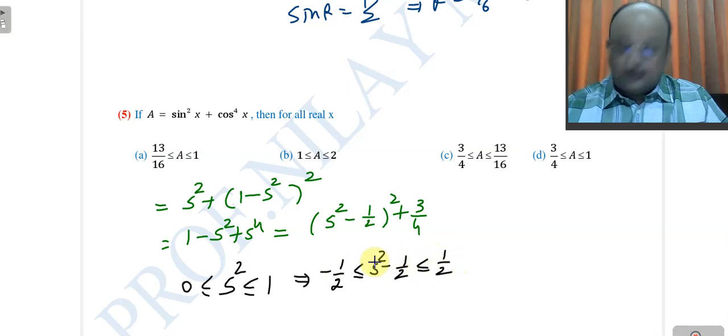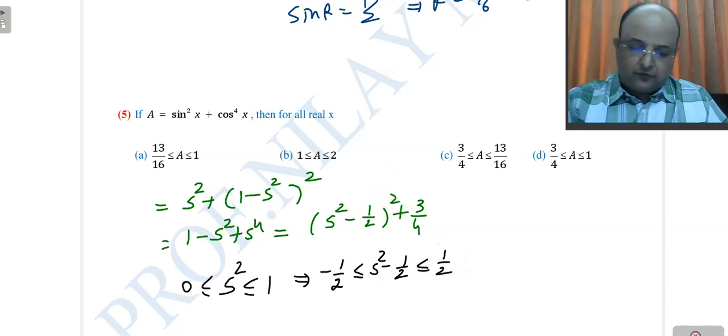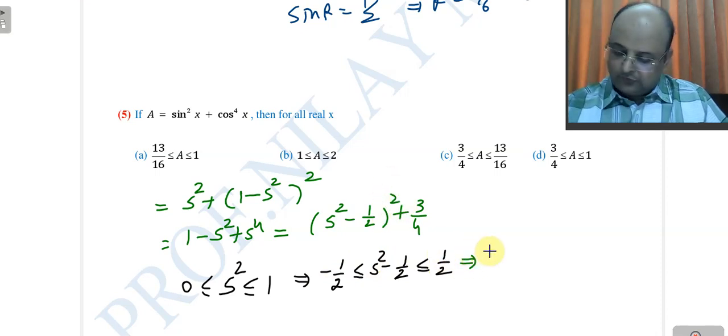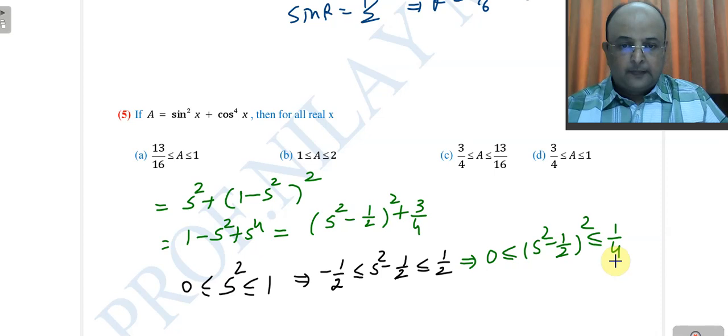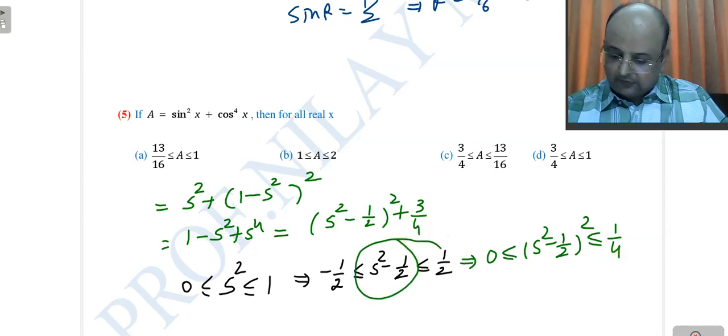So s square minus half lies between minus half and plus half. But we are interested in square. So squaring both the sides, 0 is less than or equal to s square minus half the whole square, which is less than or equal to 1 by 4. See, if I square, the square will be positive.